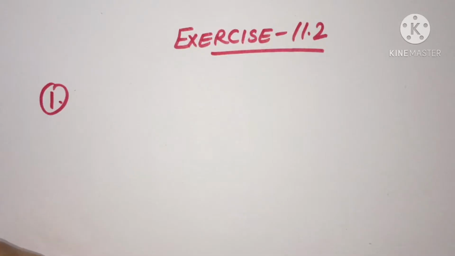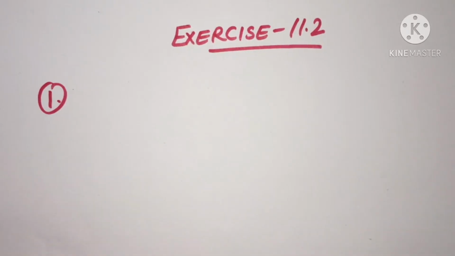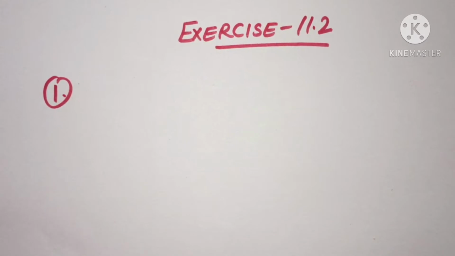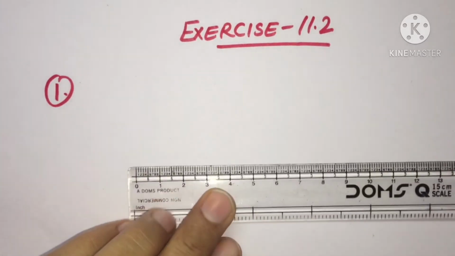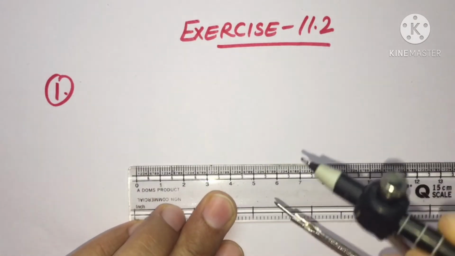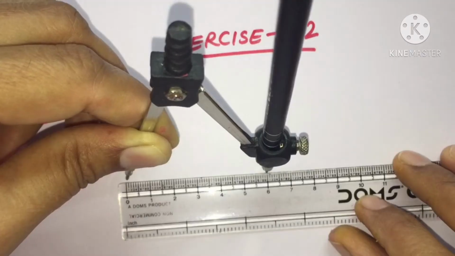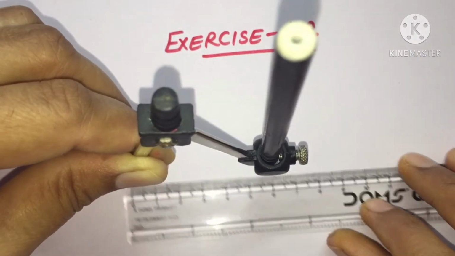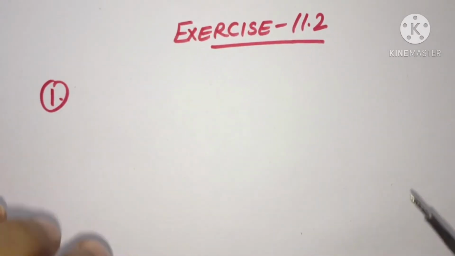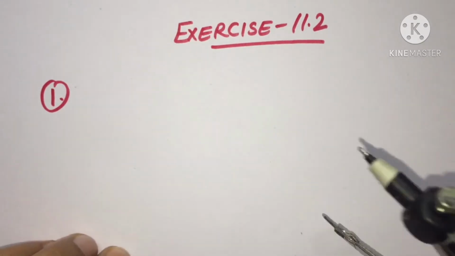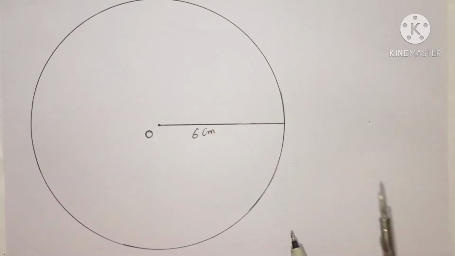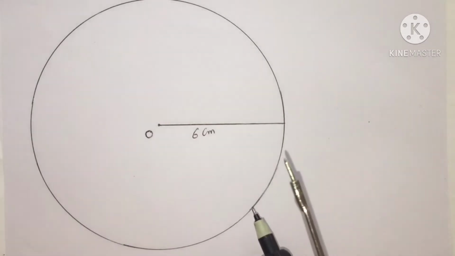In question number 1, it's given that we have to take the radius of the circle as 6 centimeter. So with the help of a scale, we will open our compass width to 6 centimeter, like this is 6 centimeter. So we will make a circle of 6 centimeter radius. So this is a circle of 6 centimeter radius.